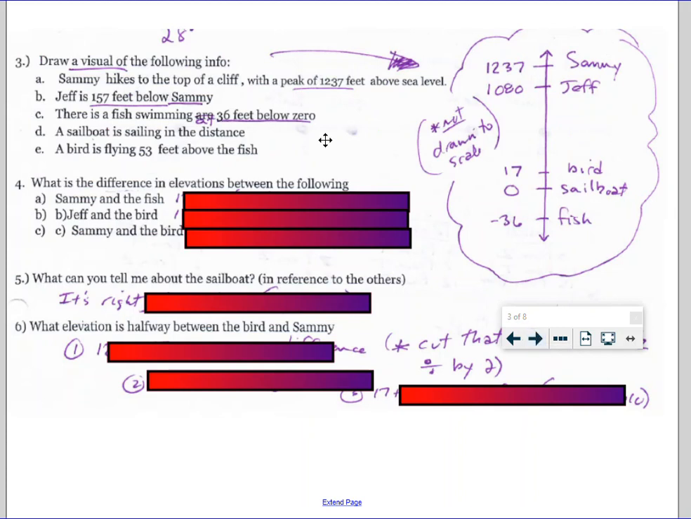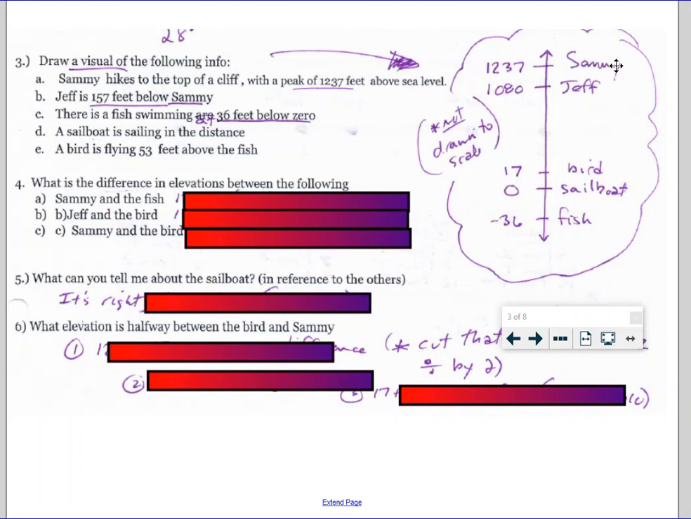You had to draw a visual, and I recommended that you do a vertical number line somewhere here on the right. Now, this is what it could look like, but you had to figure out where Sammy goes, where Jeff is, where the fish is, where the sailboat is, and where the bird is. And so from all of those hints over here, it should be something like this.